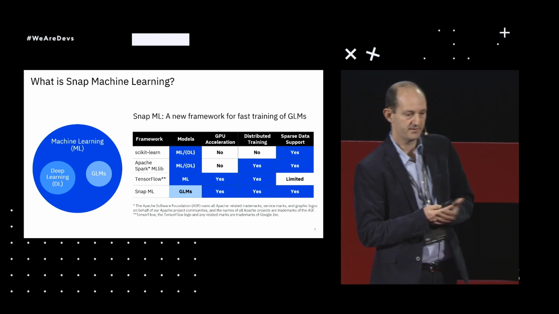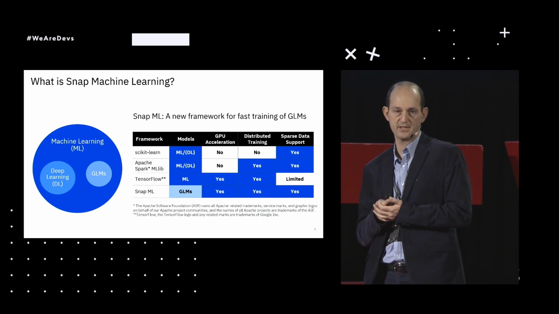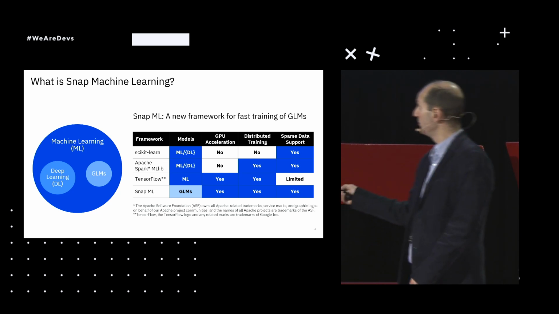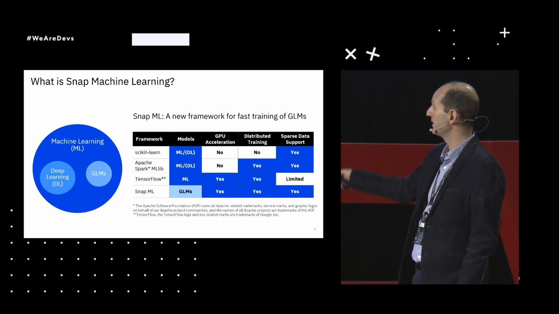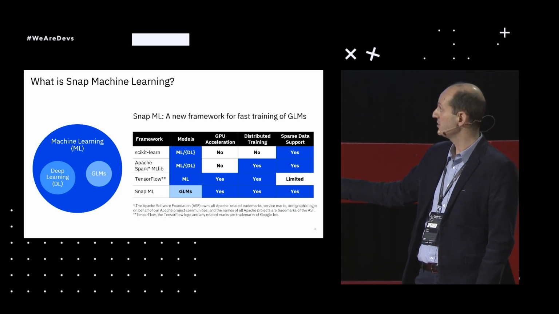So what is Snap Machine Learning in the end? It is basically a new framework for training fast, generalized linear models. And generalized linear models, as you see here, are basically a subset of what we call machine learning. Deep learning is another subset, and these two are disjoint.